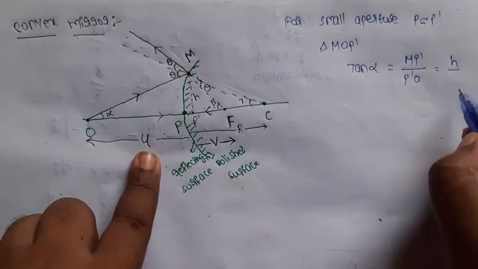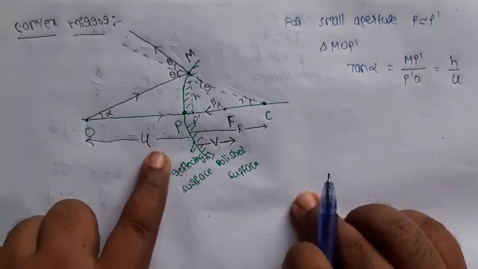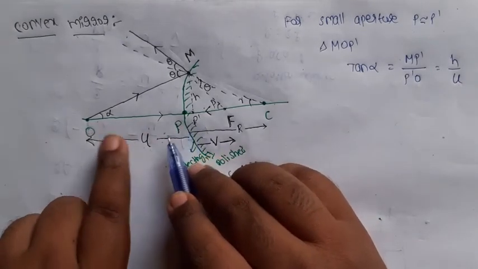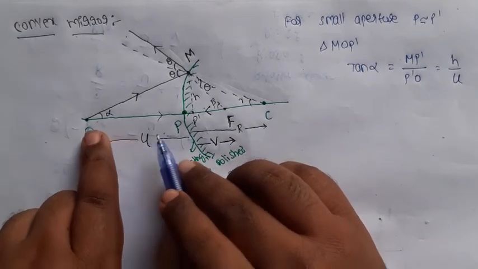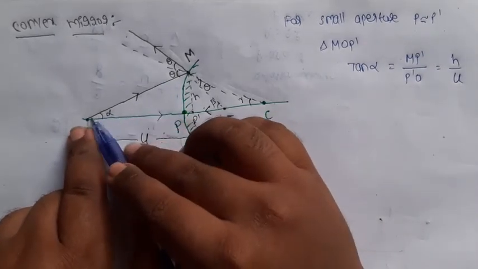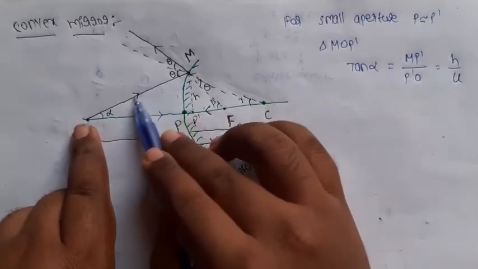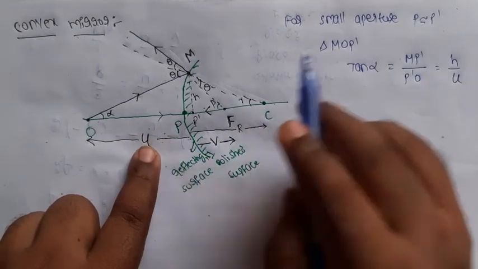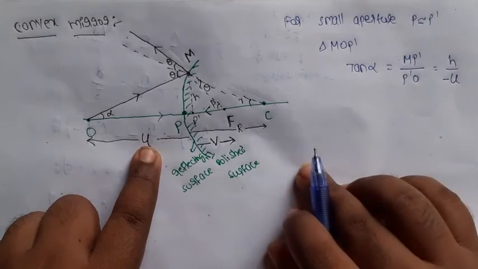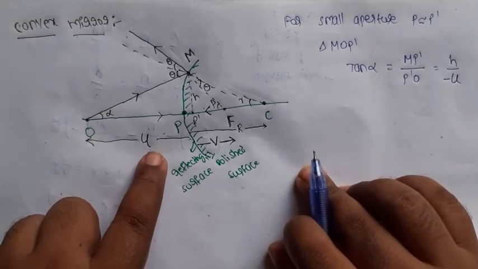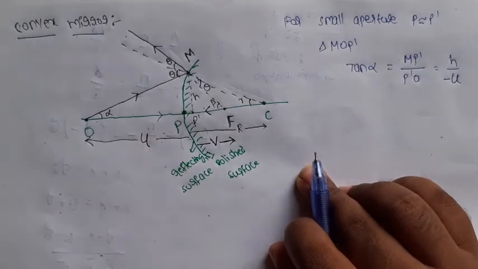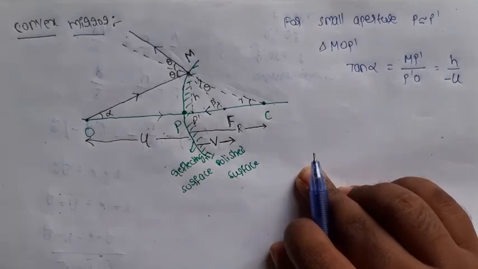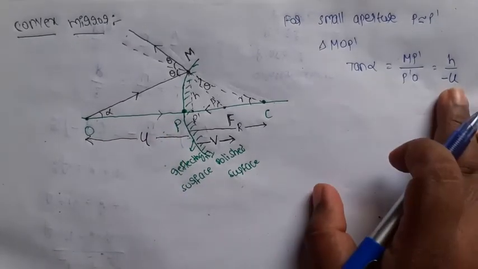distance is U. Applying the sign convention, according to sign convention, we are taking the distance from P to O. So the U value is opposite to the incident ray. This is the direction of the incident ray, that is opposite to the U value. So I am taking minus. According to the sign convention rule, I am taking minus U, because that is opposite to the incident ray.